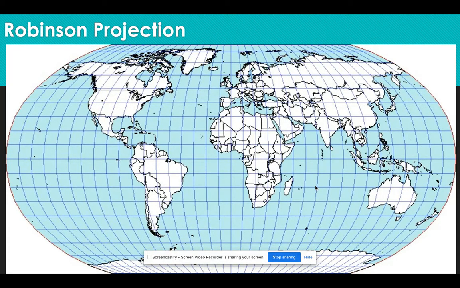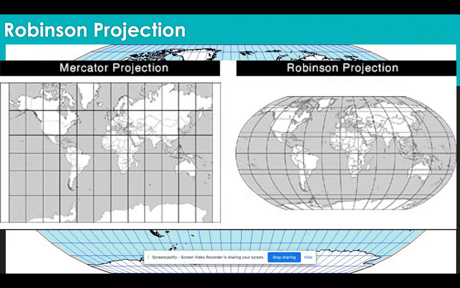A Robinson projection is the most commonly used type of map. Instead of stretching all the way out to the corners like a Mercator map did, it curves the edges for us. So Antarctica is still too big. Greenland is still a little bit too big, but it isn't as bad as it was on a Mercator projection. As you can see here, Greenland's gigantic. Here it's still a little bit too big, but it helps us understand the actual size a little bit better.